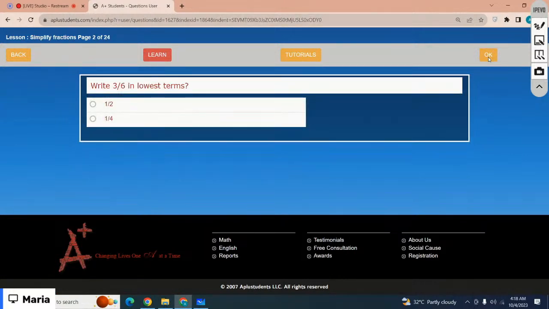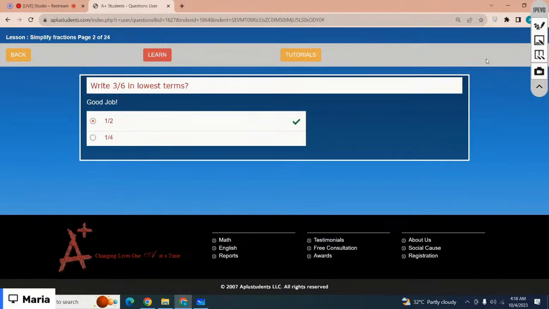Write 3 by 6 in the lowest term. So which is the correct option? Simplified fraction means the fraction must be in the simplest form, right? Very good. That would be 1 over 2. You can divide them by 3, and that would be 1 over 2. The correct option is 1 over 2.